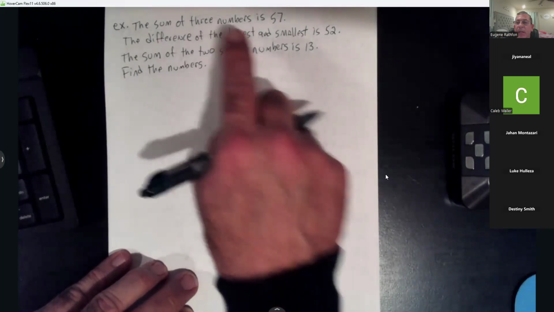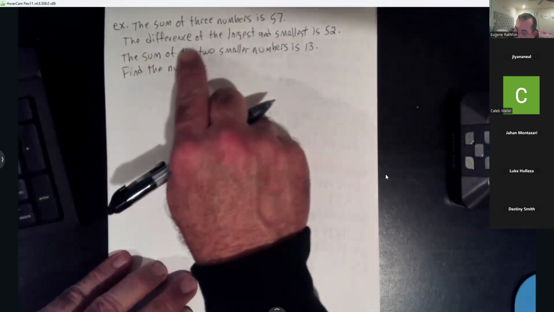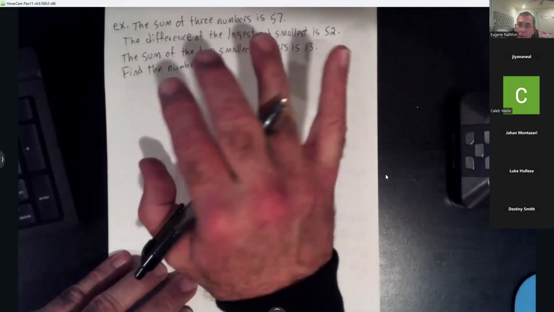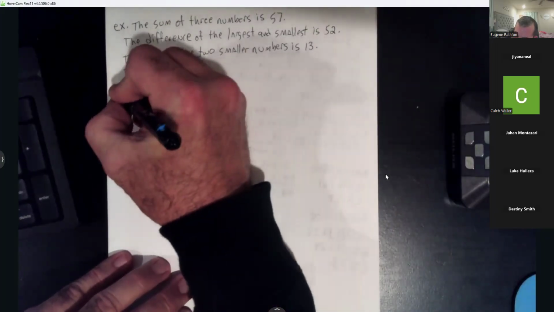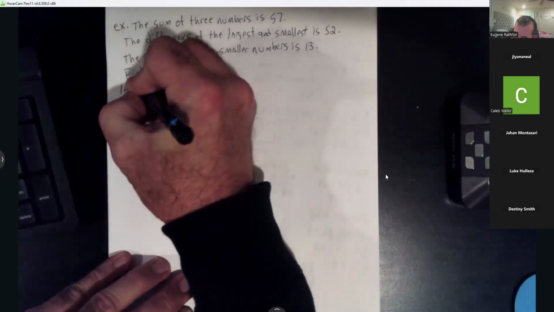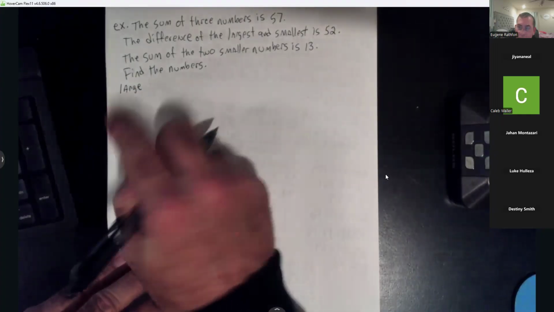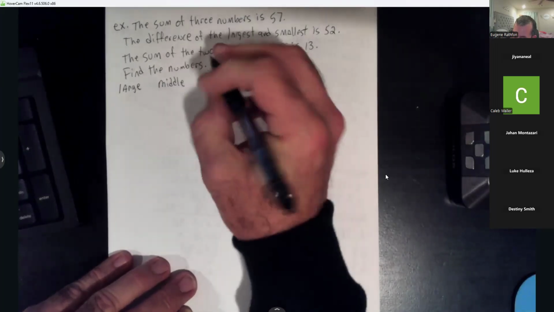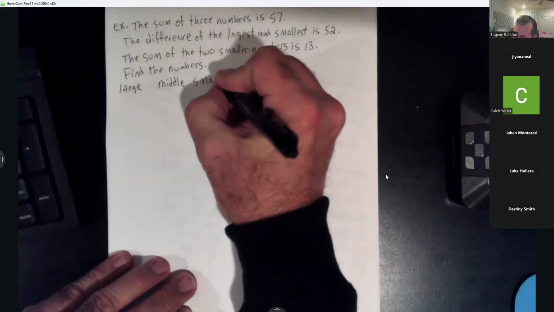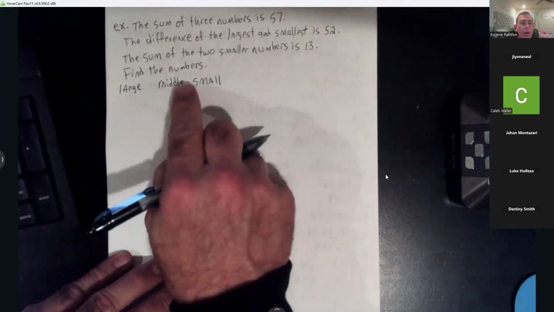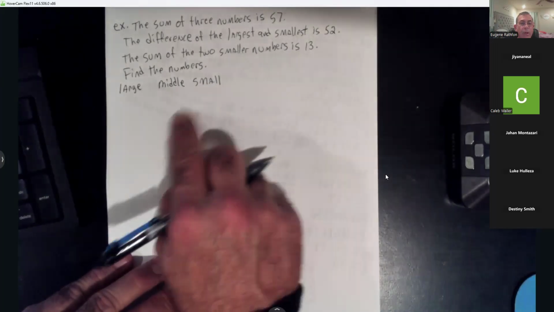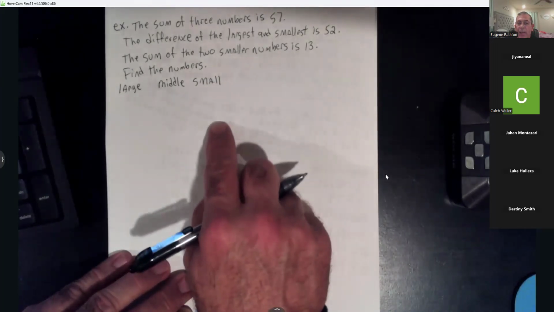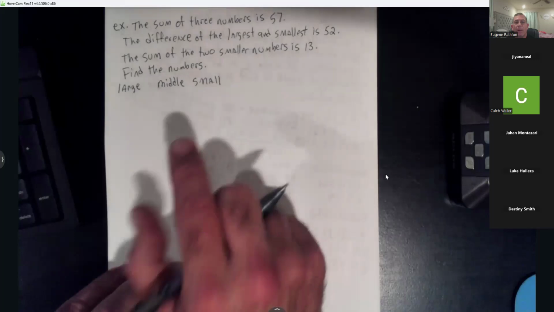So, since I'm dealing with three numbers and they're talking about large number, small number, and all that fun stuff, I'm going to set my variables up. X's will be my largest number. Then I'll have my middle number and my small number. So X's will be large, Y's will be the middle number, Z's will be my small number.